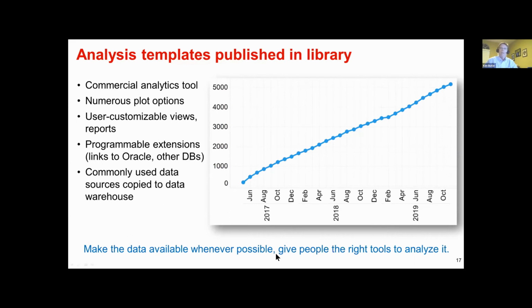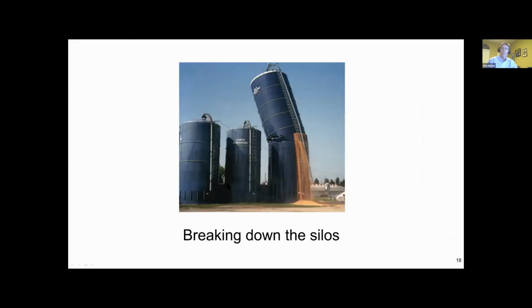So the point is to make the data available whenever possible and give people the right tools to be able to analyze it. We're working very hard to democratize information and get it in people's hands quickly so they can make the right decisions for their products.